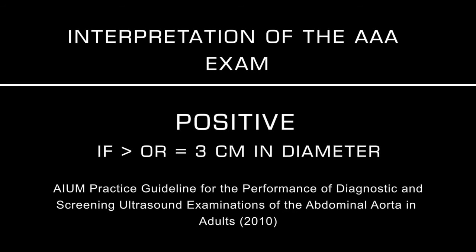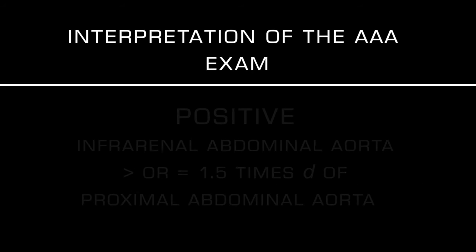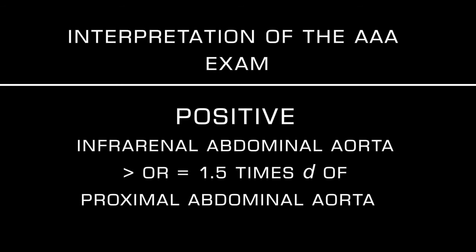The results of the examination for AAA are positive if the measurement of the abdominal aorta is greater than or equal to 3 centimeters in diameter. The results are also positive if the measurement of the infrarenal abdominal aorta is greater than or equal to 1.5 times the diameter of the normal proximal aorta. This is particularly important in women or smaller individuals.